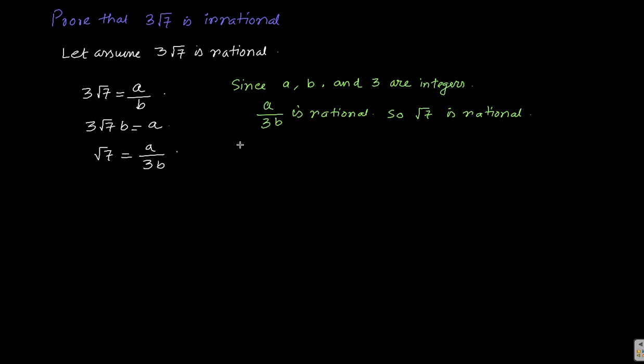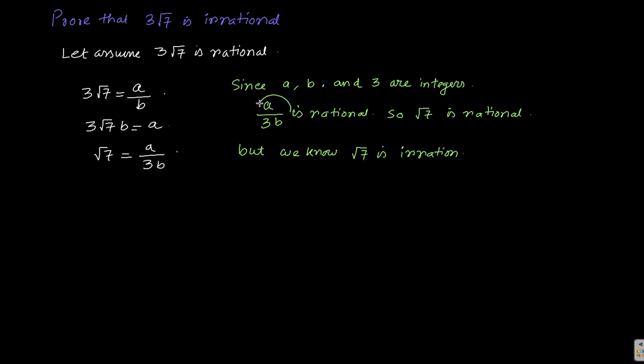But we know root 7 is irrational. If you want, you can prove that root 7 is irrational like the previous one, like root 2 or root 3. You can prove root 7 is irrational by taking root 7 is equal to a by b and then put a is equal to 7c. Then it is easy to prove. But we know that root 7 is irrational.